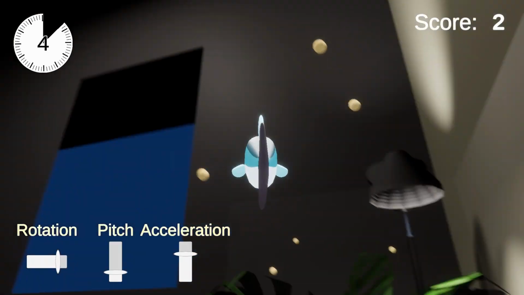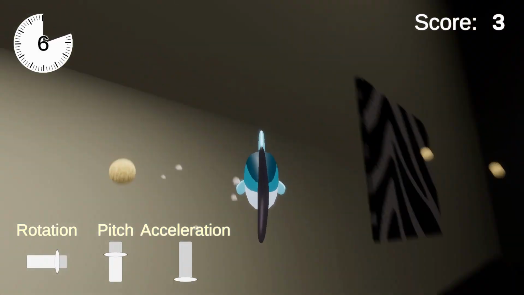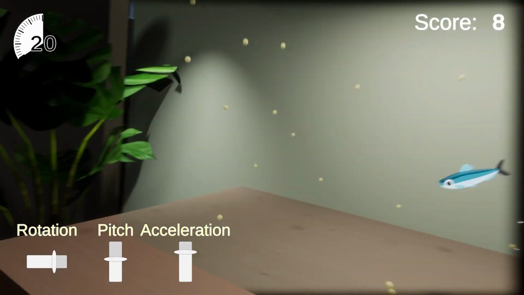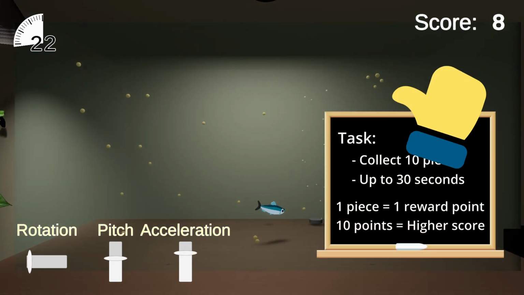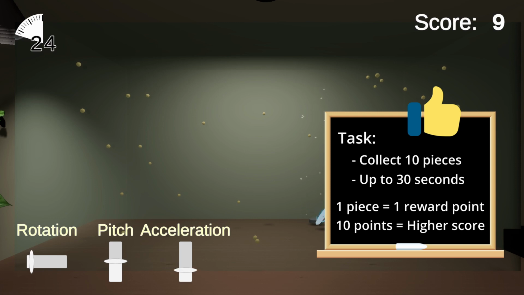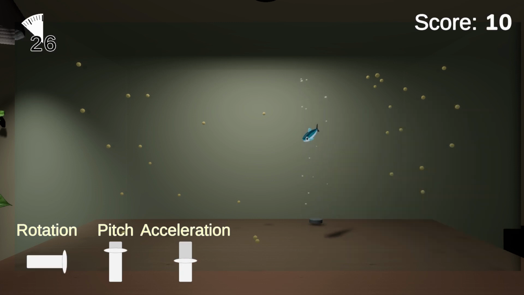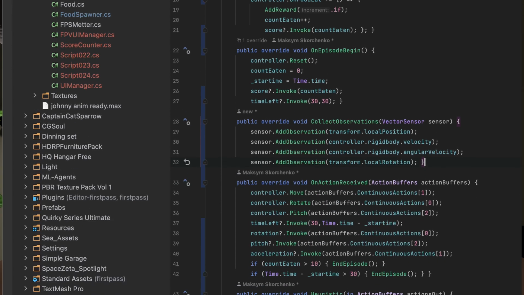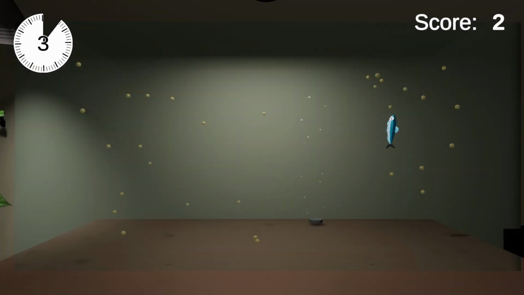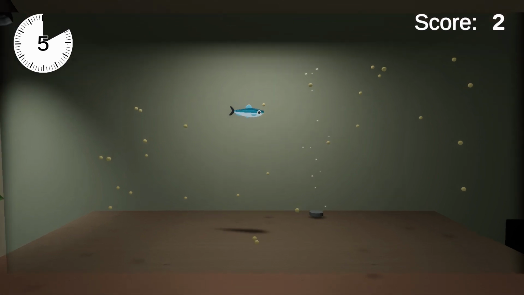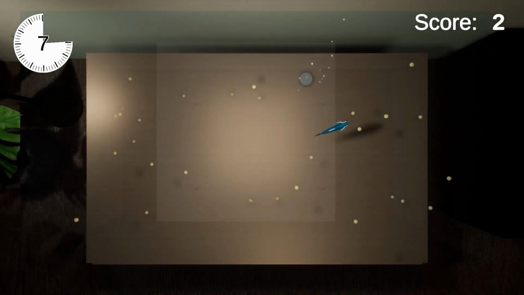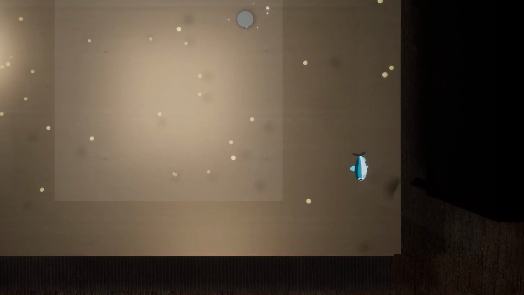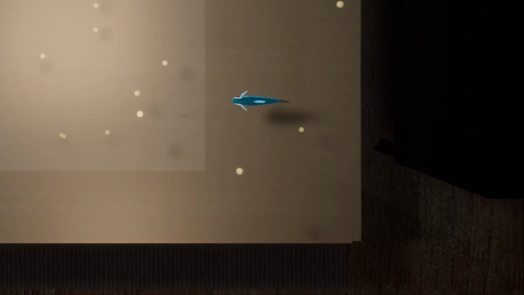Artie has successfully learned to collect 10 pieces of food in less than 30 seconds in almost every round. The task we set out to accomplish has been completed. Thanks to the neural network and 47 lines of code, Artie has successfully learned strategies for finding food, aiming at it, and collecting it. However, we still observe that the fish behaves somewhat chaotically. At this point, 1.5 million training steps have been completed.